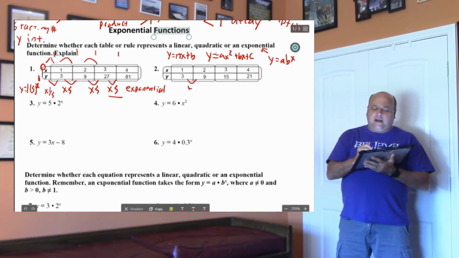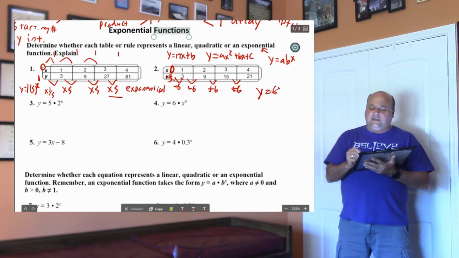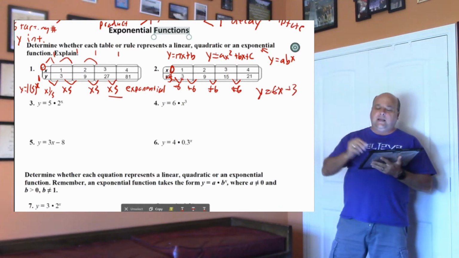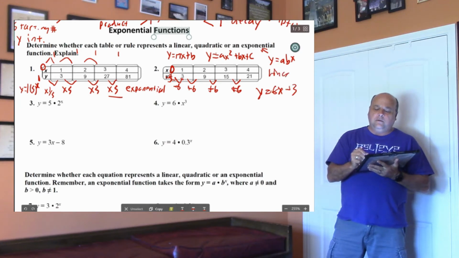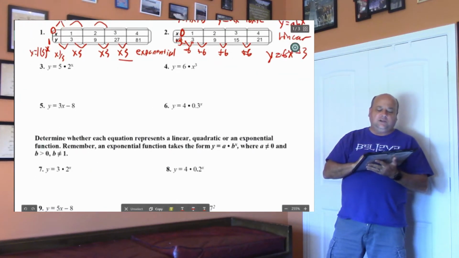On this one right here, add 6, add 6, add 6. If I were to go back to the zero term and go backward, I would subtract 6. And I would get -3, wouldn't I? So this would be y equals 6x minus 3. Okay? That would be a linear function, wouldn't it? And my pen is messing up, so let's keep going. Hopefully we can finish this.